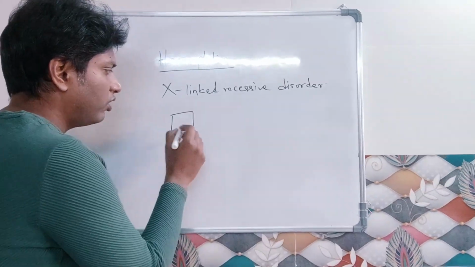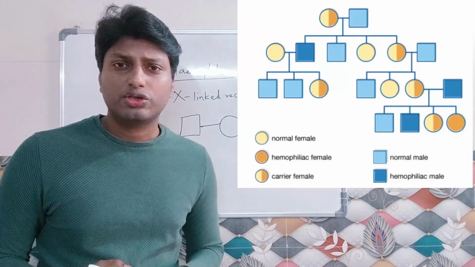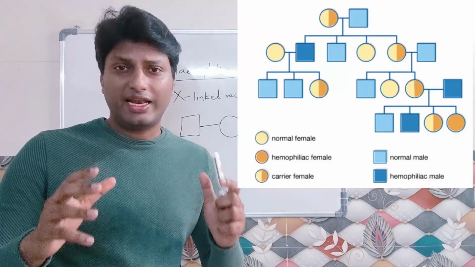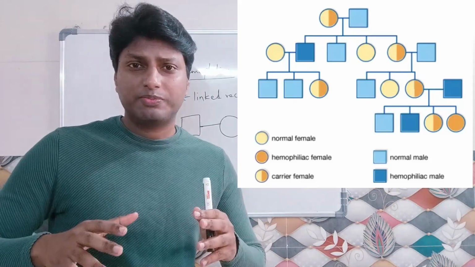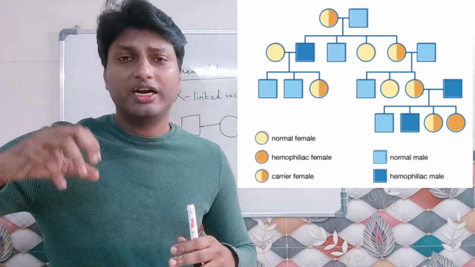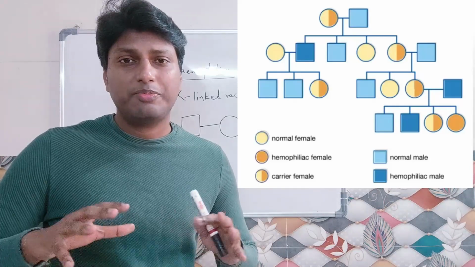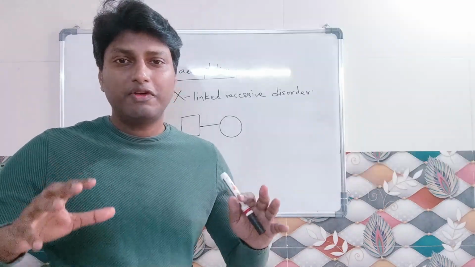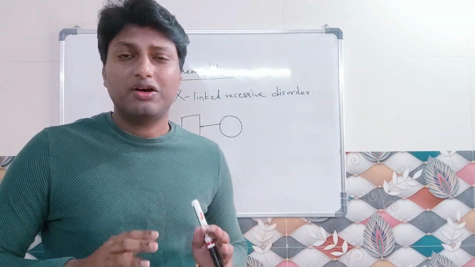Now dear students, always remember that such a cross is called pedigree analysis. That means the chart which helps us to understand the history of a particular disease in the family is called a pedigree analysis chart. So we will try to understand that entire pedigree analysis chart in some another video.